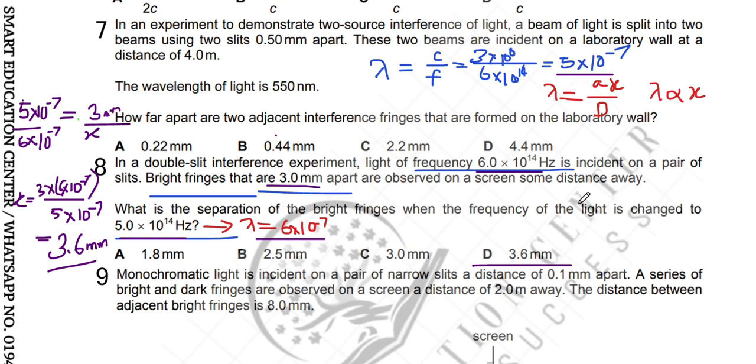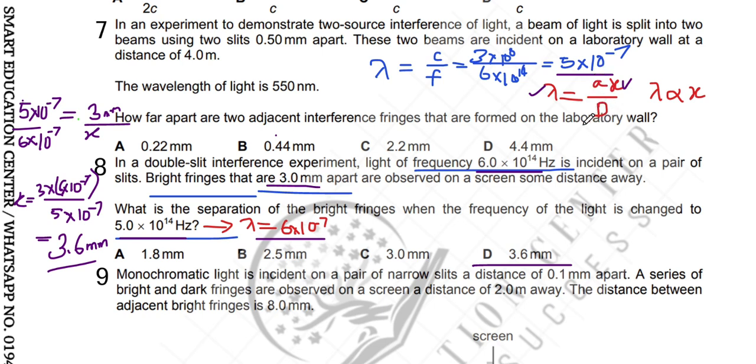Now, if we know the formula that can be used according to this point is lambda equals ax divided by d, and from here the information that we have is the value of lambda and the value of x, the fringe differences. But a, which is the slit differences, and the d, the gap between the screen and the diffraction grating, this thing is not given.